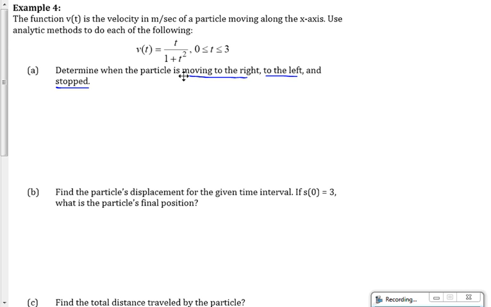Okay? I have a tendency to start with this one because it's a lot easier for me, especially when the function gets complicated, to tell when the object is stopped than when the object is moving in a particular direction. And if I know it's stopped, it's got a chance of changing direction. I'll show you what I mean. So I'm going to go with stop first. What do we know about velocity if the object is stopped? Velocity is equal to 0. So I'm going to go ahead and say t over 1 plus t squared equals 0. What t value or values does that happen for? t equals 0 is the only one.